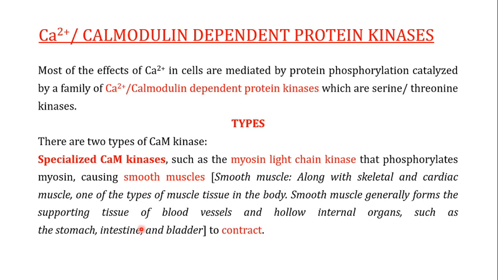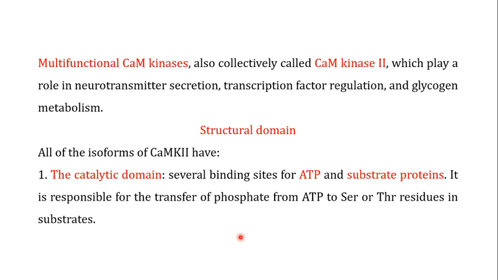So what you can see is that when the concentration of calcium increases in the cell, that is going to make the calcium calmodulin complex. This complex is then going to activate the myosin light chain kinase, which is a specialized CaM kinase, and this kinase will then phosphorylate the myosin at the serine or threonine residues, and when that is phosphorylated, that will be responsible for the contraction of the smooth muscles.